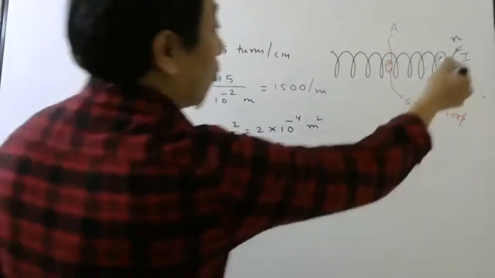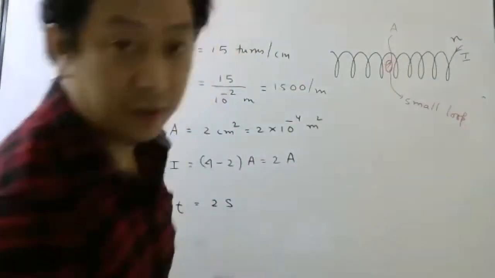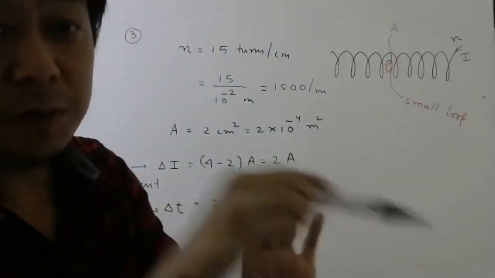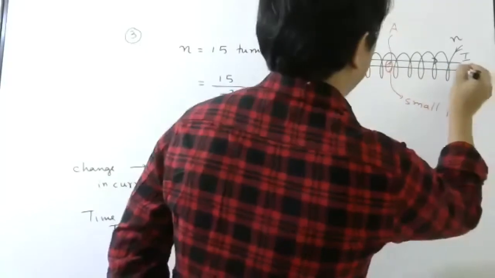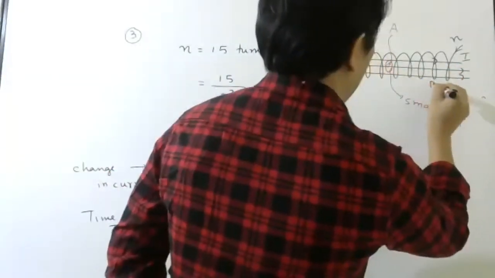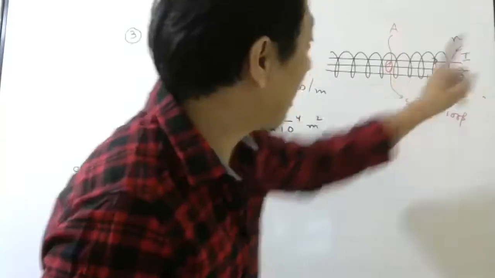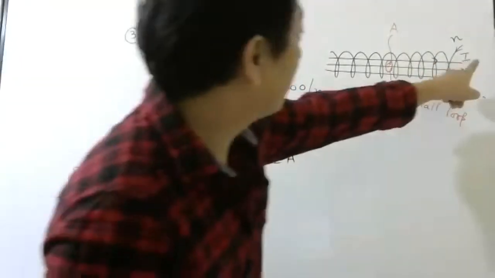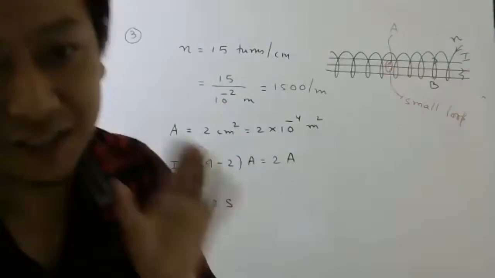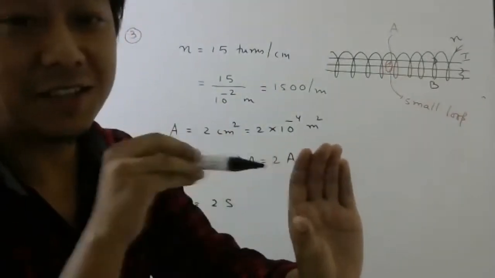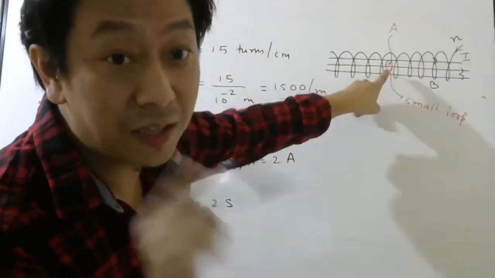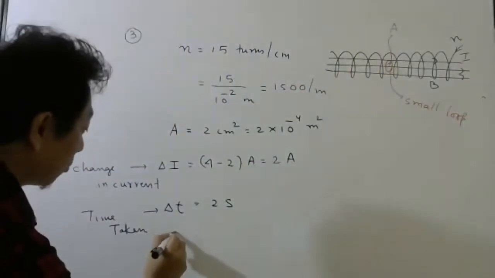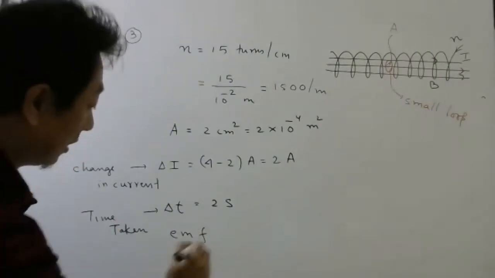Very simple. Once current flows in the solenoid, what will be produced inside the solenoid? Magnetic field. And if the current changes, like they are saying in the question, this magnetic field will change. And if the magnetic field changes, the magnetic flux through this loop will change, remember, because they want the induced EMF in the loop.